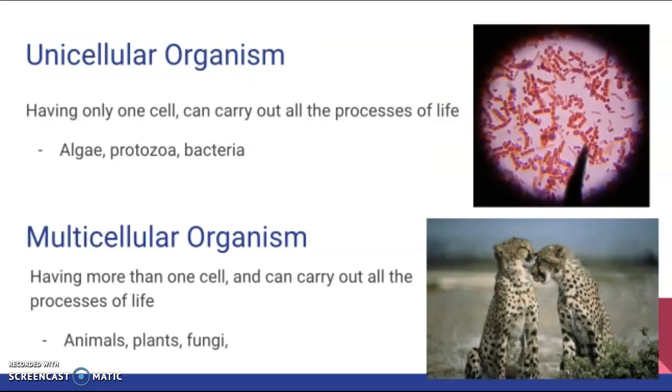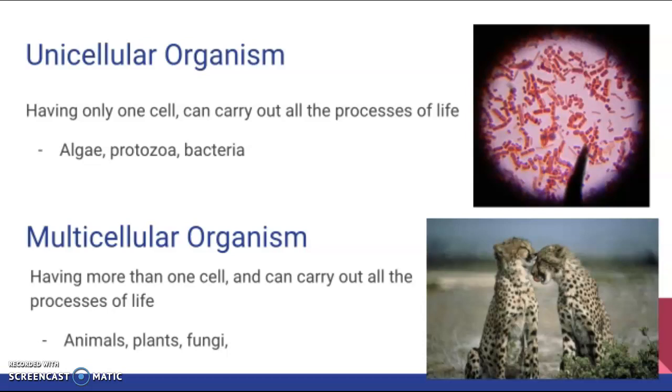Organisms can be unicellular, which means that they have just 1 cell, but they can also be multicellular. Humans would be a multicellular organism. Unicellular organisms would be things like bacteria. What it means is that they have only 1 cell, and that 1 cell can carry out all the processes of life. So that 1 cell can live on its own, and it can function. It can reproduce. It responds to stimuli. It has DNA. Things like algae, protozoa, bacteria, all of those things are unicellular organisms.